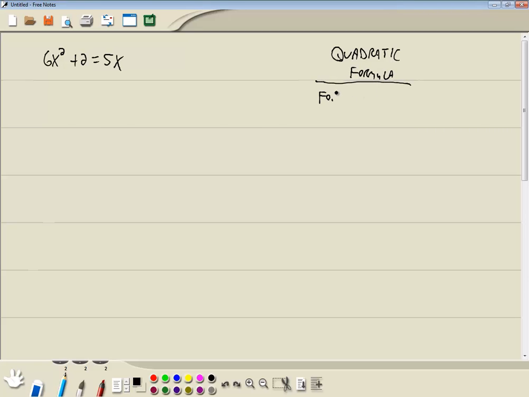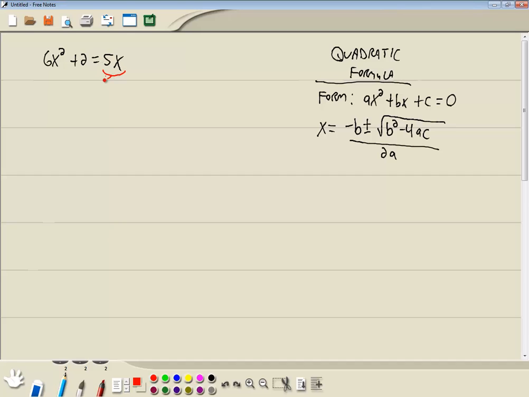it has to be of the form ax squared plus bx plus c is equal to 0. And then our quadratic formula says x is equal to negative b plus or minus square root of b squared minus 4ac all over 2a. Well, to begin with, this is not in the right form because we have to have 0 on one side.